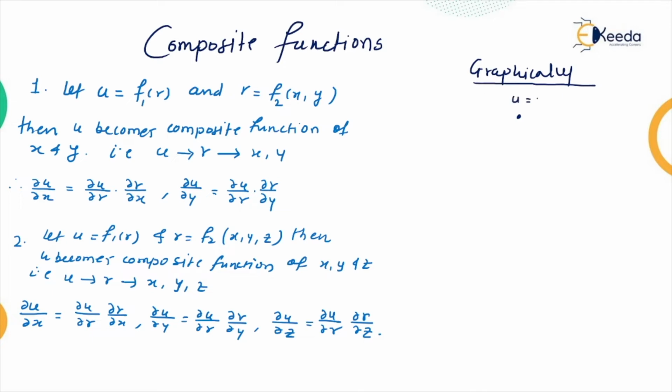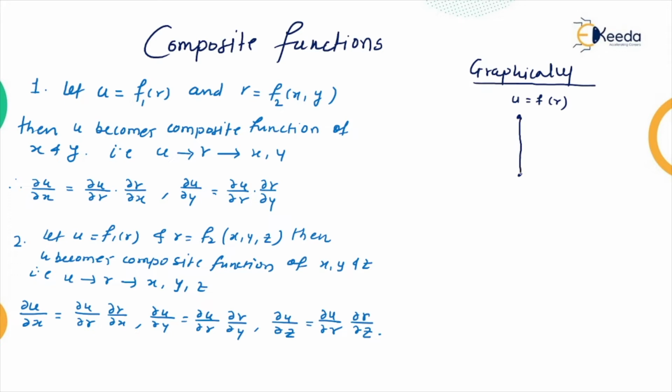So here u is a function of f of r, right? And this r is a function of x and y. So let's see, suppose r is a function, right? So simply u is a function of r. I'm showing it using the diagram here. So let's see, u is a function of r first, and r is a function of x and y. So let me draw this correctly.